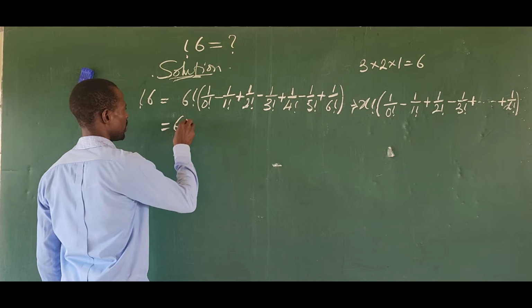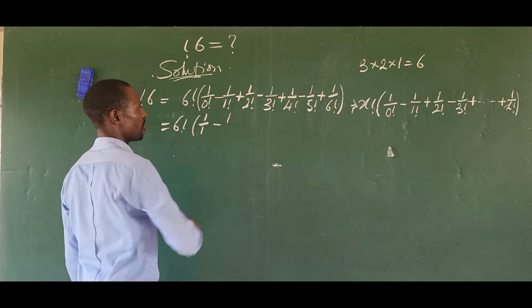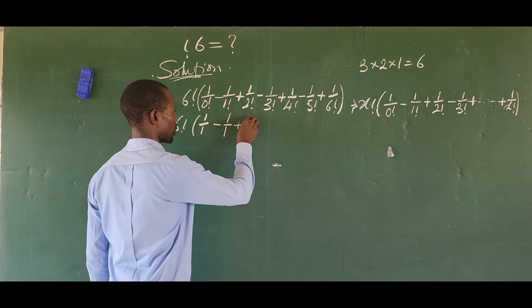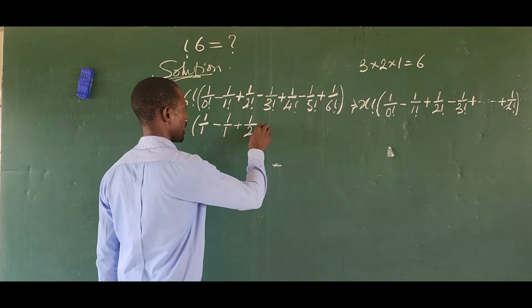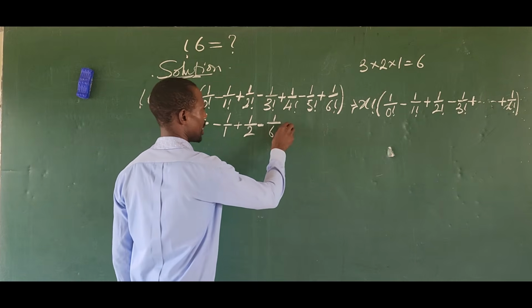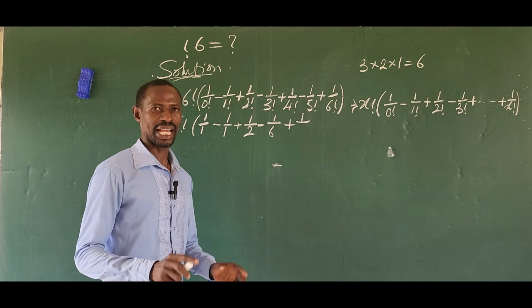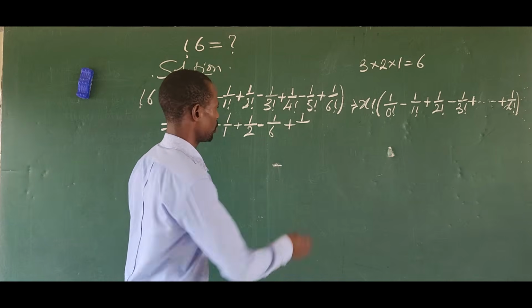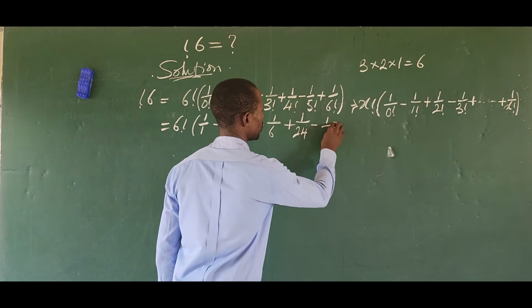And so we have 6 factorial, bracket, 1 over 1, then minus, 1 factorial is still the same thing as 1, so we have 1, then plus, 2 factorial is 2, because that will give us 2 times 1. Then minus 1 over 3 factorial, which is 6. Then plus, here we have 4 factorial, which will give us 4 times 3, which is 12, times 2, which is 24, right? So here we have 24, then minus 1 over.